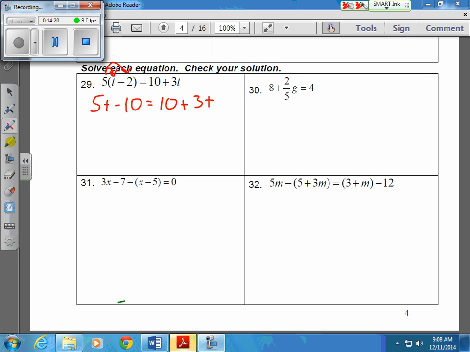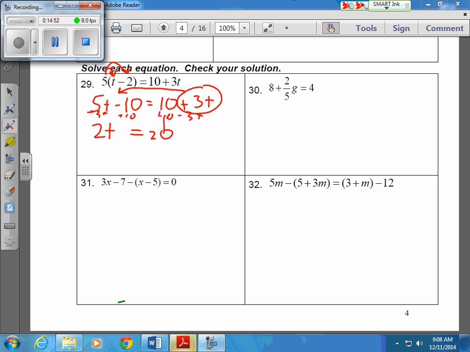Now, two ways you can look at it. You can subtract 3t from both sides, and that's actually what's going on. But if you're moving something from one side of the equation to the other, as long as you change the sign of it, you can do that. So 5t minus 3t would be 2t. Add 10 to both sides and do it all in one step. You subtract 3t, add 10, you get 20.